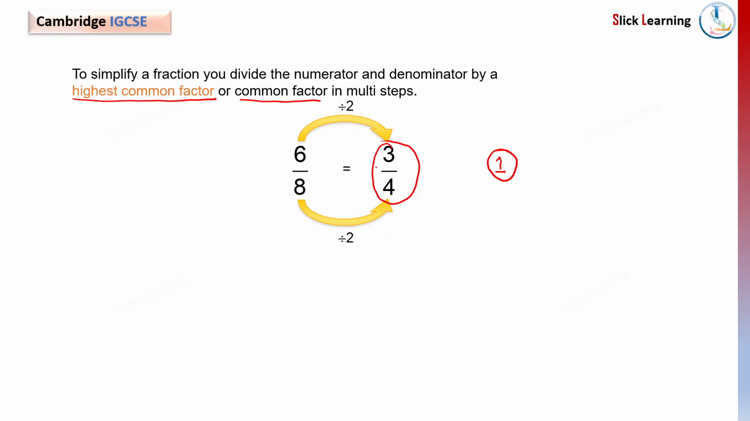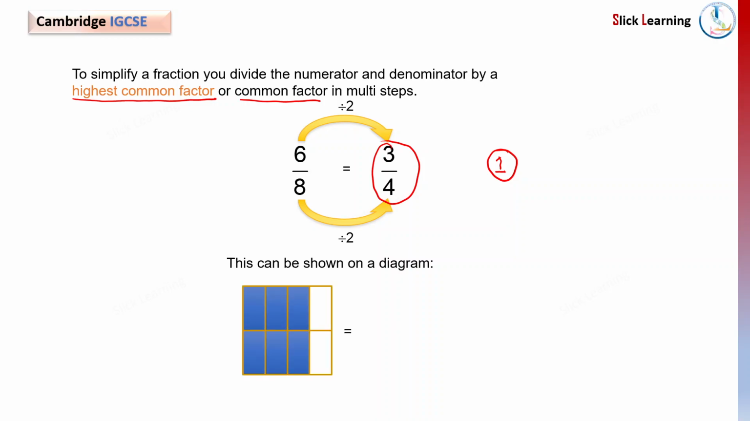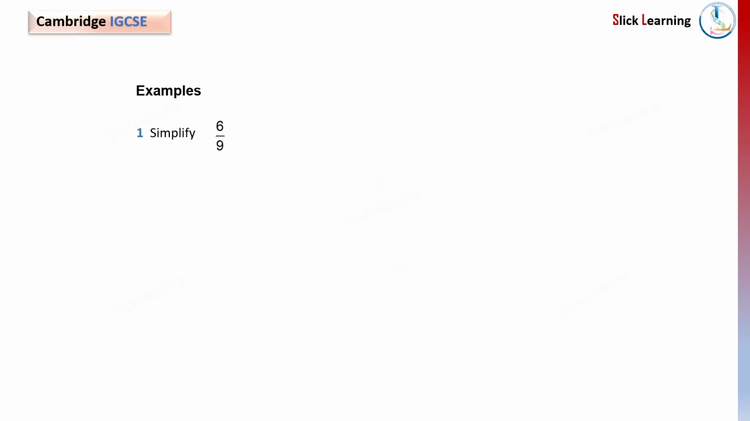Let's move on to see more questions based on it. If you visualize this as a diagram, at the beginning we have this one complete object with 8 rectangles, out of which 6 rectangles are colored. But when we write it in simplest form, it gets converted to 4 rectangles, out of which 3 rectangles are colored. So both are equivalent fractions. Let's move on to take a few more examples.